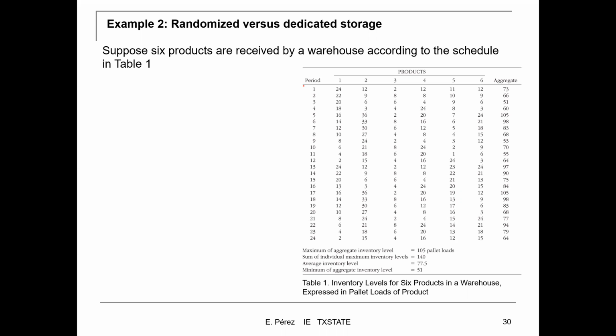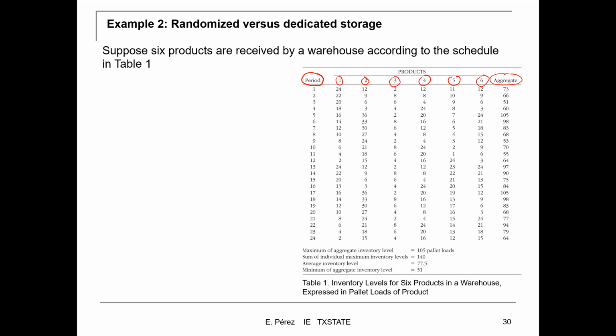So this schedule has multiple periods. So you go from 1 to 24. These are time periods. And then you have different products, 1, 2, 3, 4, 5, and 6. And this last column basically is showing the aggregate. So it's the summation for all the products.